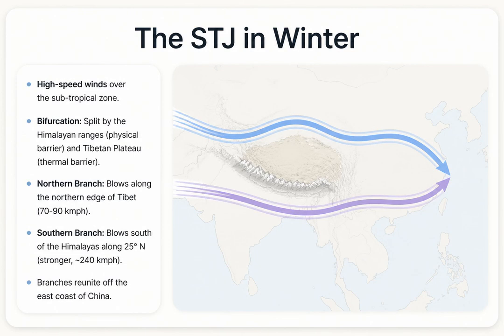As it blasts across Asia, it encounters a massive obstacle, the Himalayan mountains and the Tibetan Plateau. This acts as both a physical wall and a thermal barrier, physically splitting the jet stream in two. The weaker northern branch flows above Tibet at about 70 to 90 kilometers per hour. The southern branch, however, is much stronger, roaring south of the Himalayas at roughly 240 kilometers per hour. These two branches eventually reunite far to the east, off the coast of China.